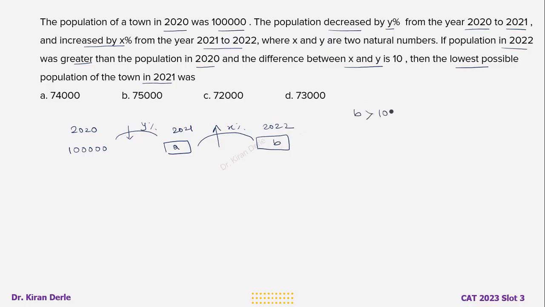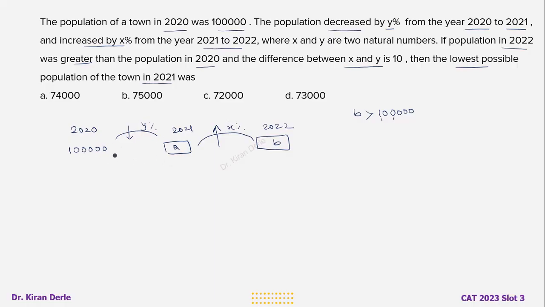greater than this value, right? Greater than population in 2020, right? Okay, fine. And the difference between x and y is 10. This is a very interesting thing, guys, to understand. See, if you are decreasing this value by some percentage and you are further increasing this value by some percentage, and it is given that this value should be greater than this, now can you tell me which value will be higher, x or y?